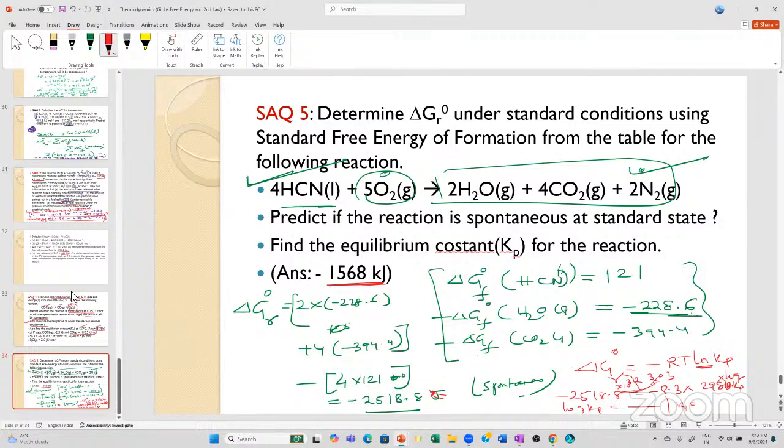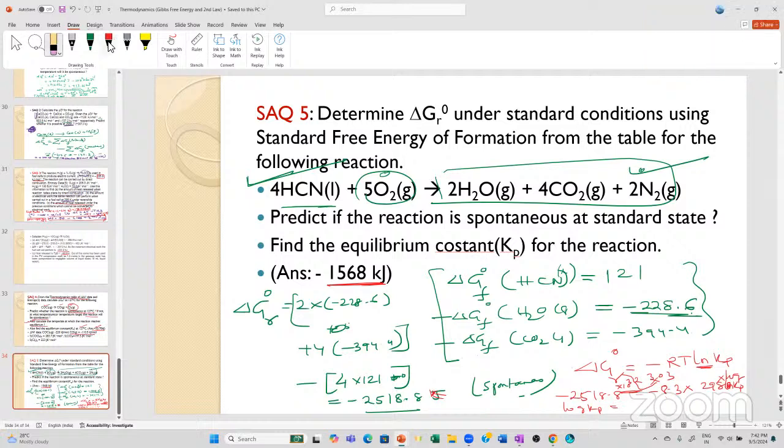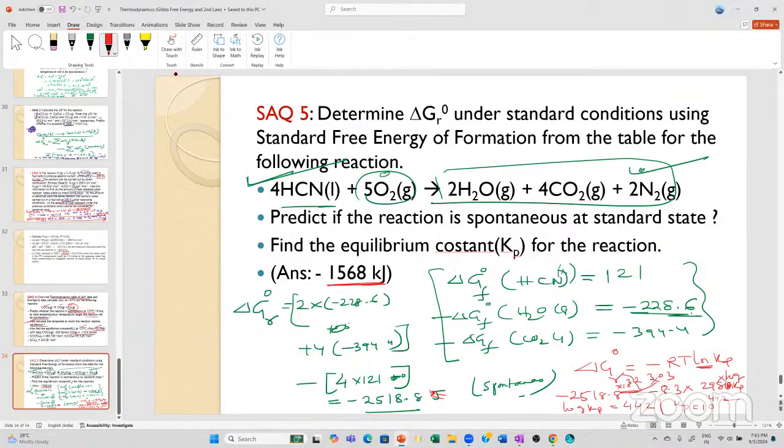Extreme. Now tell me log KP, how much? Forget about log KP, how much? The 442 point something. Yes, sir, 442.04. So obviously KP is equal to 10 to the power 442. I really wonder how this is coming so high. Forget about the decimal part. Anyway, it doesn't matter.